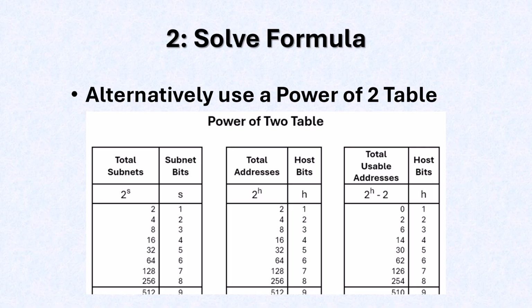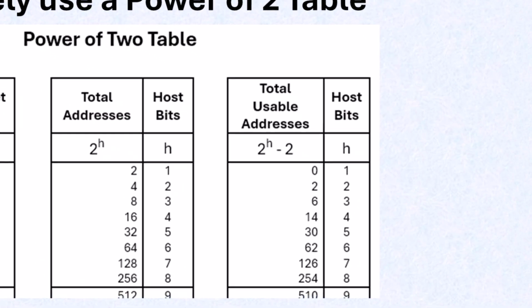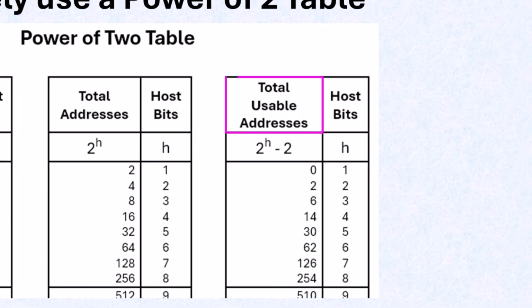Alternatively, we could find the number of host bits required by using a power of 2 table. Look at the column showing the total number of usable addresses. Identify the smallest value meeting the requirement. 30 usable addresses in this case. Then look at the host bits column and note the value of h, which equals 5. This confirms we need 5 host bits in the address map.